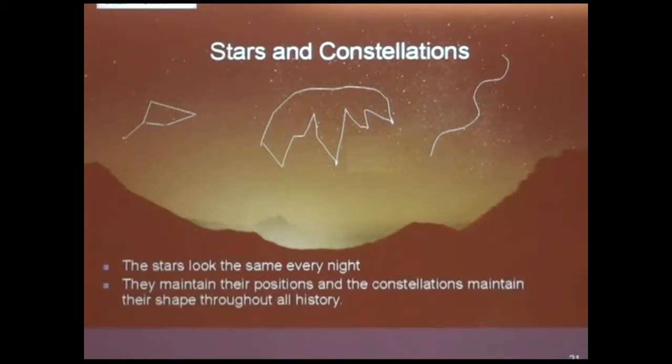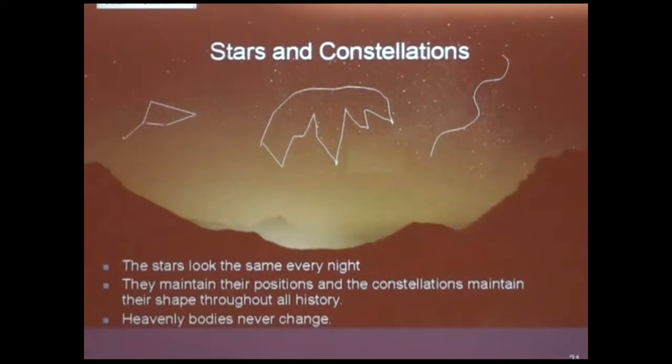So the stars look the same. They maintain their positions and their shape throughout all history. One question you might ask yourself is, is that true for the next 10,000 years, that the constellations will look the same? Okay? Ask yourself that question.